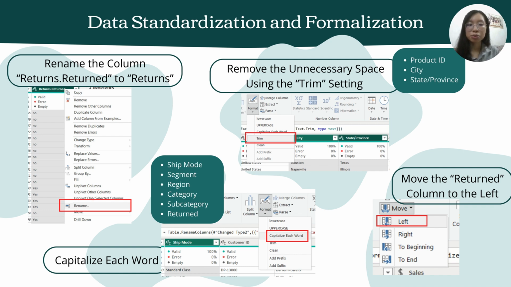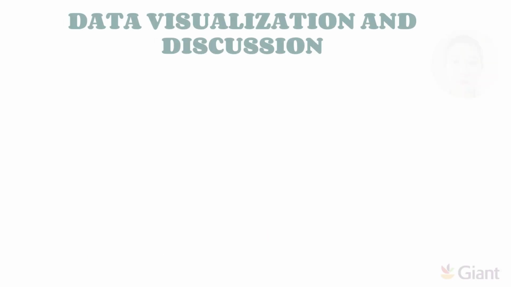The trim setting was used to remove unnecessary white space in columns such as product ID, city, and state province. Lastly, the move function repositions the returns column next to the sales column to improve the logical arrangement of the dataset for analysis.